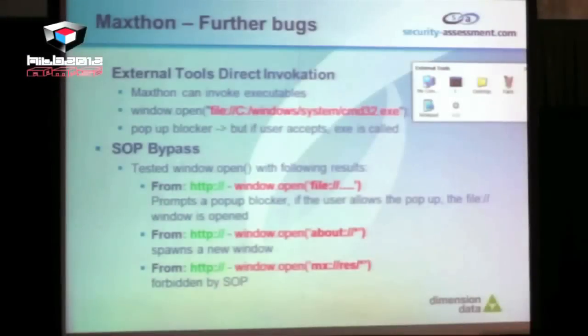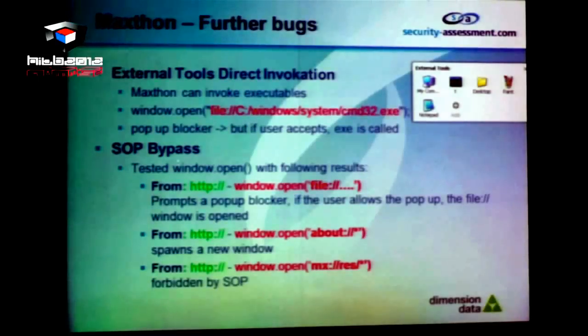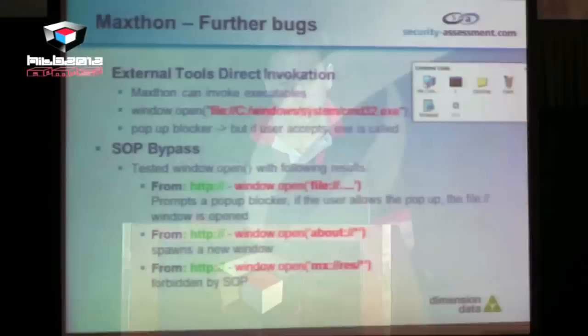And then you have other bugs. Imaxcom allows you to launch other executables from within Imaxcom, so it's kind of a feature for them. If you do window.open cmd32.exe, and the pop-up is not blocked, cmd would be called. And then you have a same origin policy bypass: from window.open, you can directly call a file. So chaining all these bugs together gives me all these bugs.